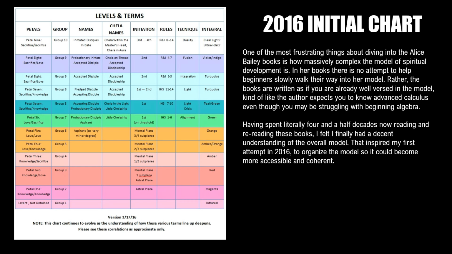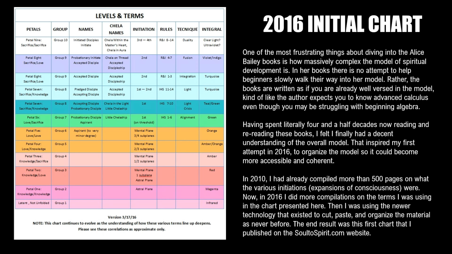Having spent literally 4.5 decades now reading and rereading these books, I felt I finally had a decent understanding of the overall model. That inspired my first attempt in 2016 to organize the model so it could become more accessible and coherent. In 2010, I had already compiled more than 500 pages on what the various initiations or expansions of consciousness were. I'd been interested in that topic since I did something called Stages of Spiritual Growth already in the 1990s as an audio series.